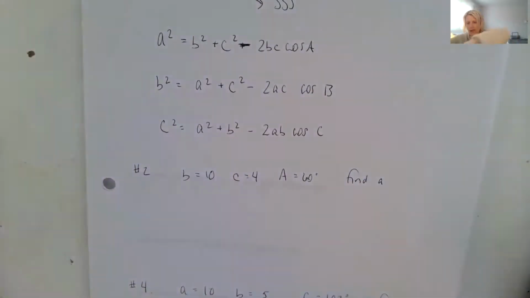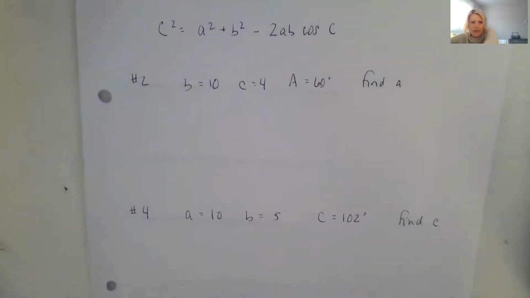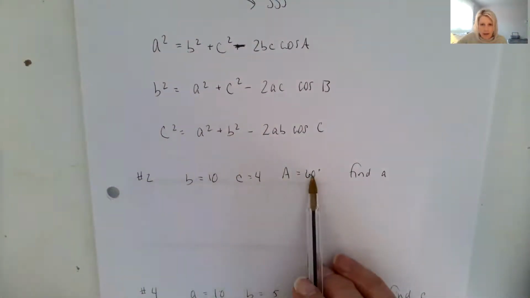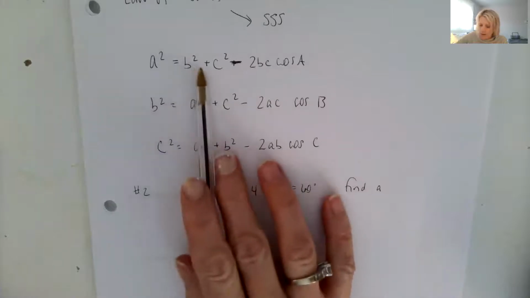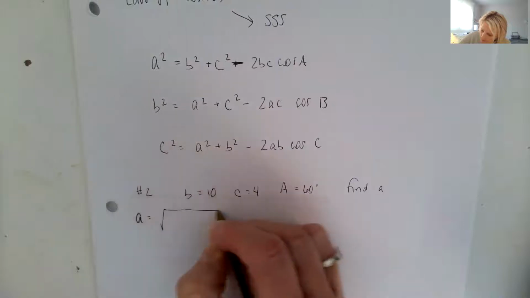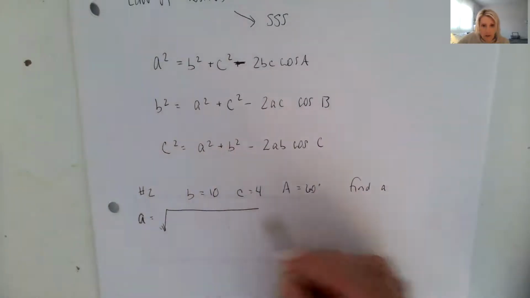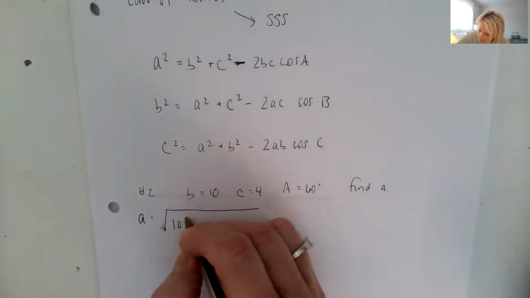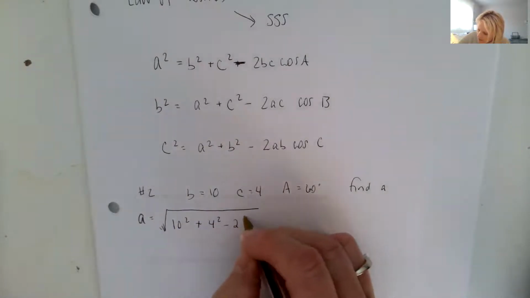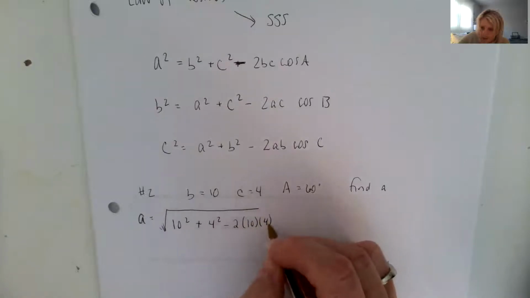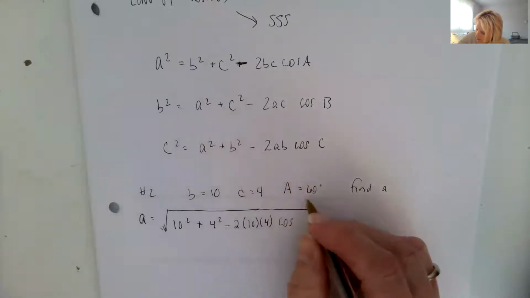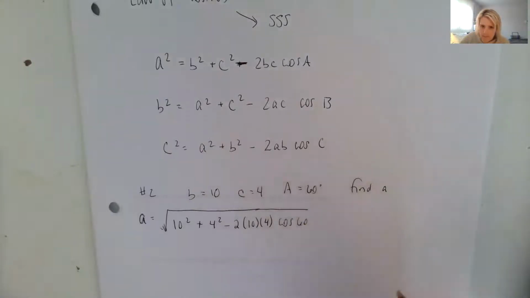Questions 2 and 4 are both asking just to find this one particular side that's missing. So we know B and C, and we know angle A. So we're going to use this first one to find A. So A is equal to the square root of, because we're going to need to take the square root of, B squared, so 10 squared, plus C squared, so 4 squared, minus 2 times B times C, so times 10 times 4, times the cosine of 60.